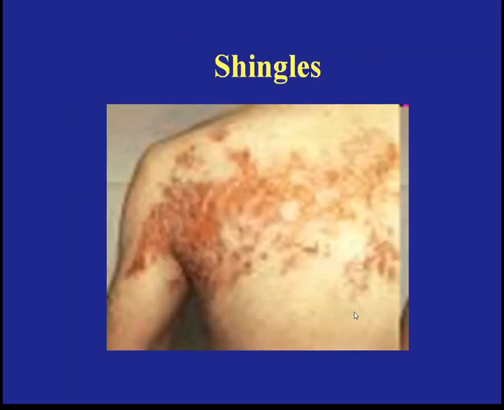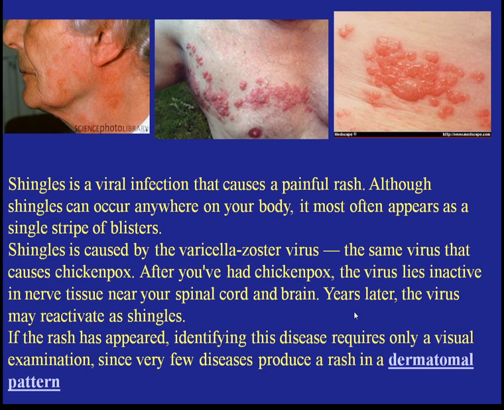Very interesting disease, shingles. This is a varicella zoster viral infection. Shingles is a viral infection that causes a painful rash. Although shingles can occur anywhere on our body, it most often appears as a single strip of blisters. Shingles is caused by the varicella zoster virus, the same virus that causes chickenpox. After you've had chickenpox, the virus lies inactive in nerve tissue near your spinal cord and brain.